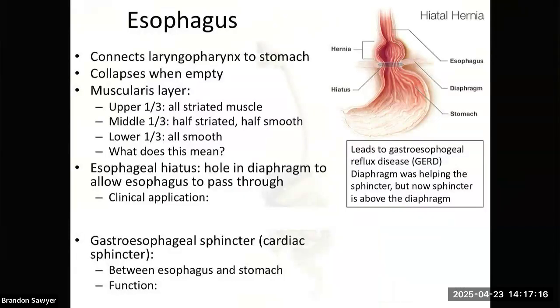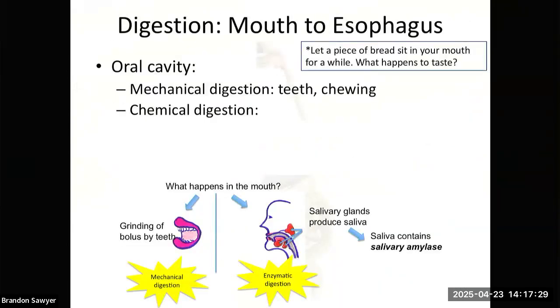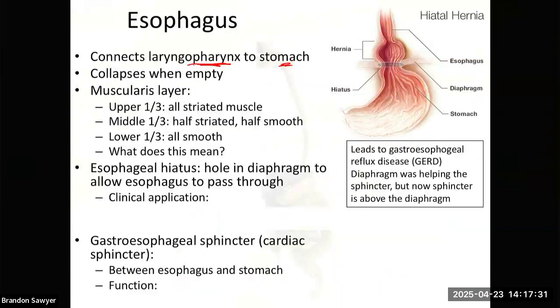Okay, so then let's talk about moving from the mouth down to the esophagus. The esophagus is what's connecting the bottom of our throat, our laryngopharynx, down to the stomach. It completely collapses when it's empty, which we can't do with the tube that's right next to it, the larynx, because we need air to always pass through there. So that's lined with cartilage. We don't have the cartilage lining here because we can let it completely flatten out when we don't have food passing through it, since we don't need to get air through there.